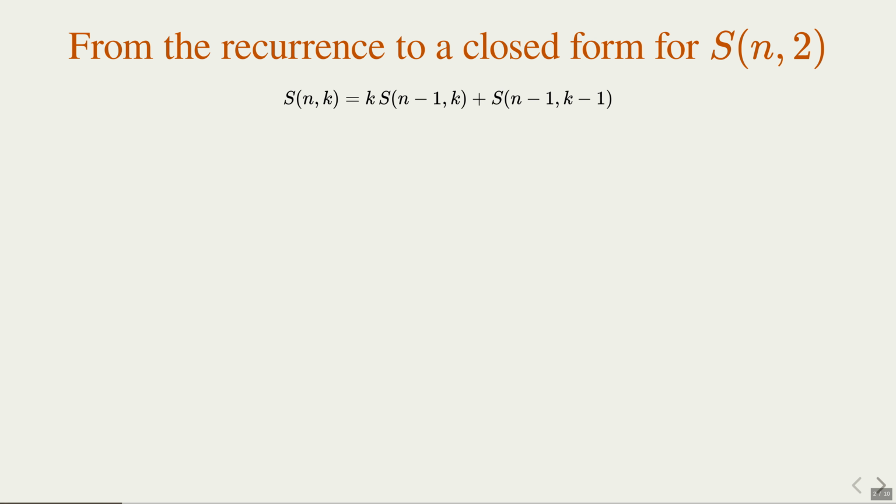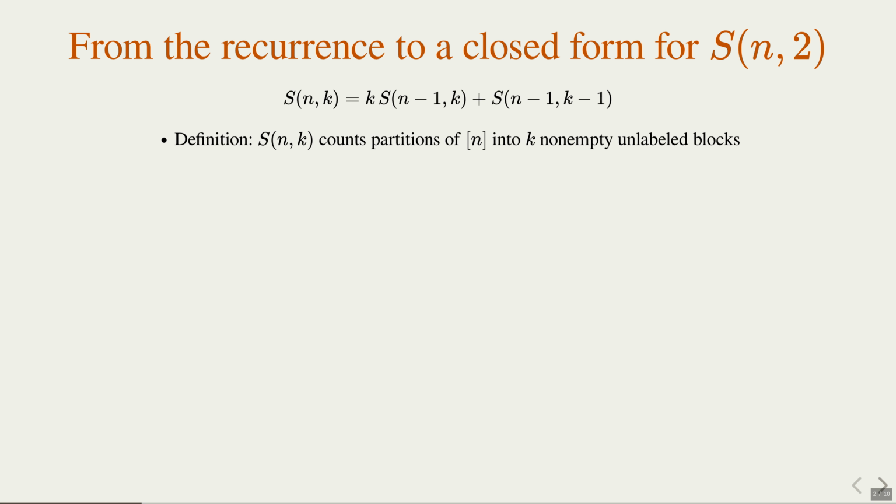Here is our starting point from last time. To build partitions of size n, element n either joins one of the existing k blocks or it starts a brand new block. Quick reset on the definition. We are counting ways to split the set 1 through n into blocks, and the blocks do not have names. Today, we zoom in on the simplest non-trivial case, 2 blocks. This is where the symmetry trick is cleanest.